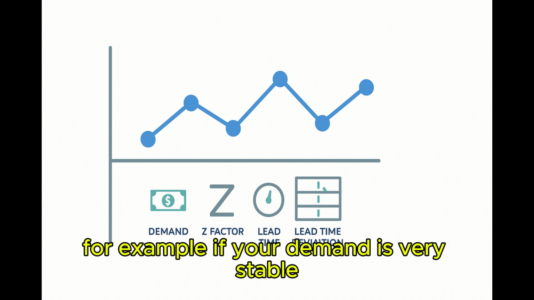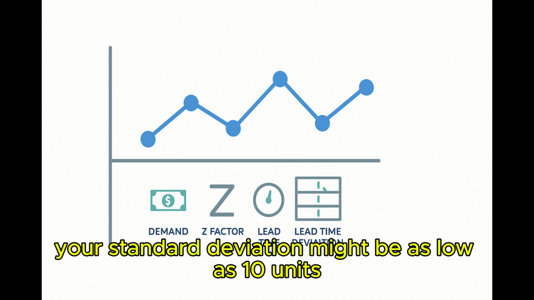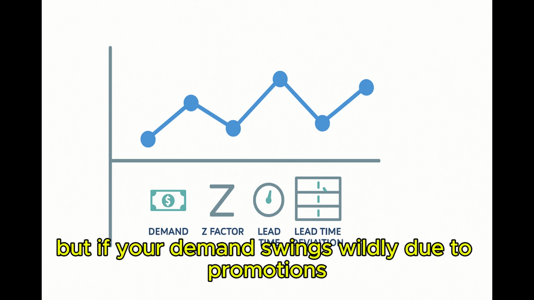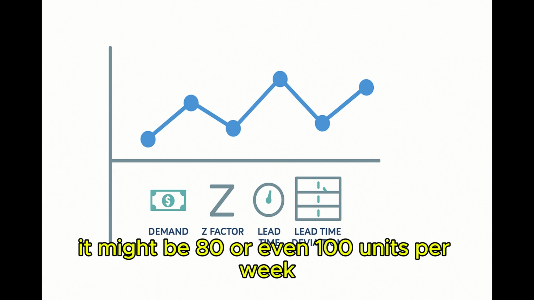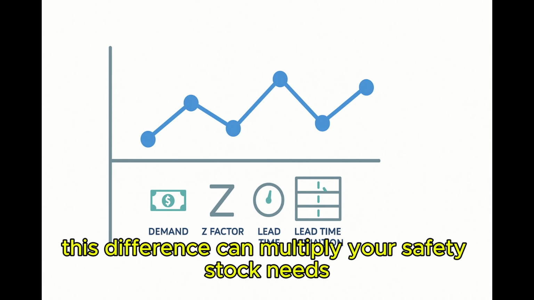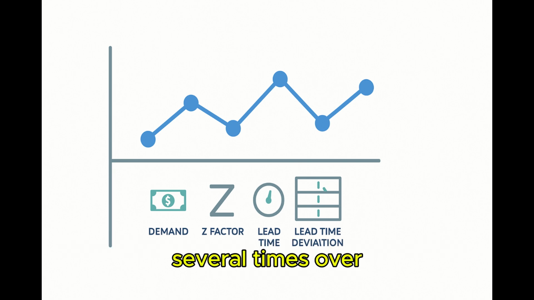For example, if your demand is very stable, your standard deviation might be as low as 10 units per week. But if your demand swings wildly due to promotions, seasonality, or market trends, it might be 80 or even 100 units per week. This difference can multiply your safety stock needs several times over.